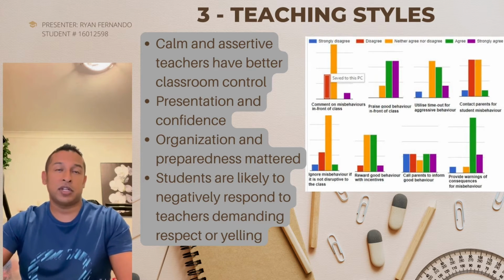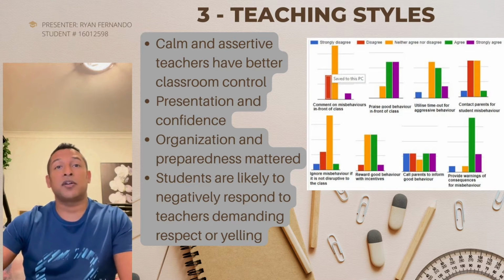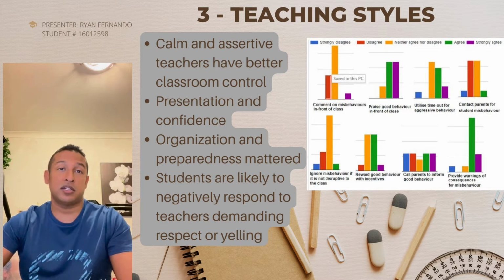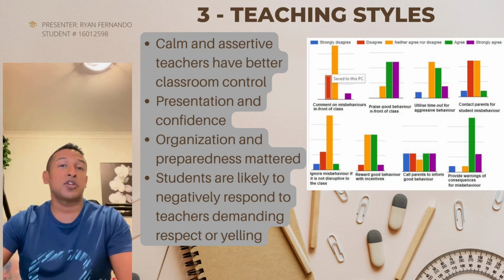Calm and assertive teachers seem to have better control, and this was agreed by both students and teachers. Being able to present confidently matters, especially if you are a casual teacher, making the impressions, and students seem to judge the first few moments with the teacher. Teacher organization and preparedness mattered.